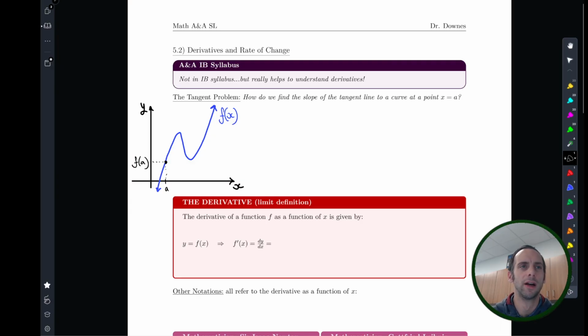definition of the derivative. If you've not already watched the previous video on limits, that would definitely be a helpful one to watch to help you prepare for this.